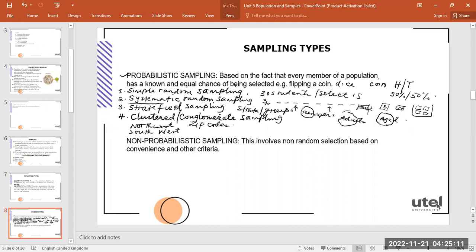Now let's see the different types of non-probabilistic sampling. The first type of non-probabilistic sampling is what we call the intentional sampling.